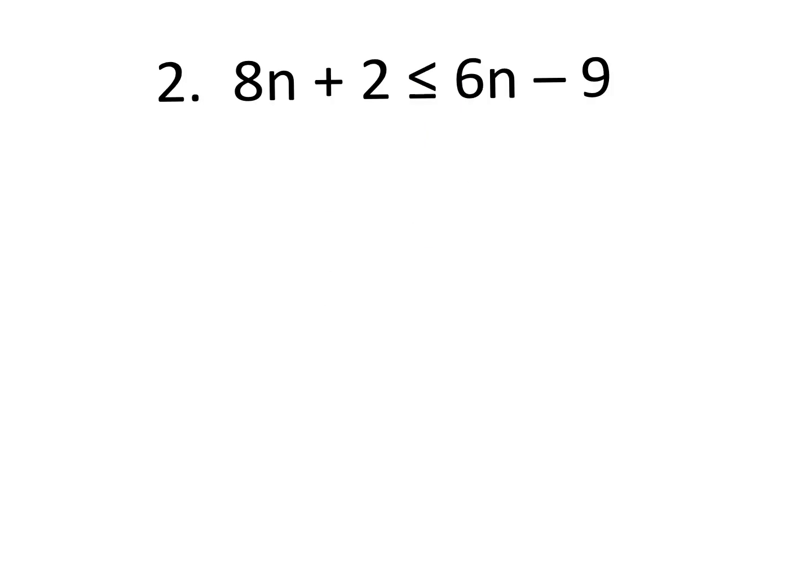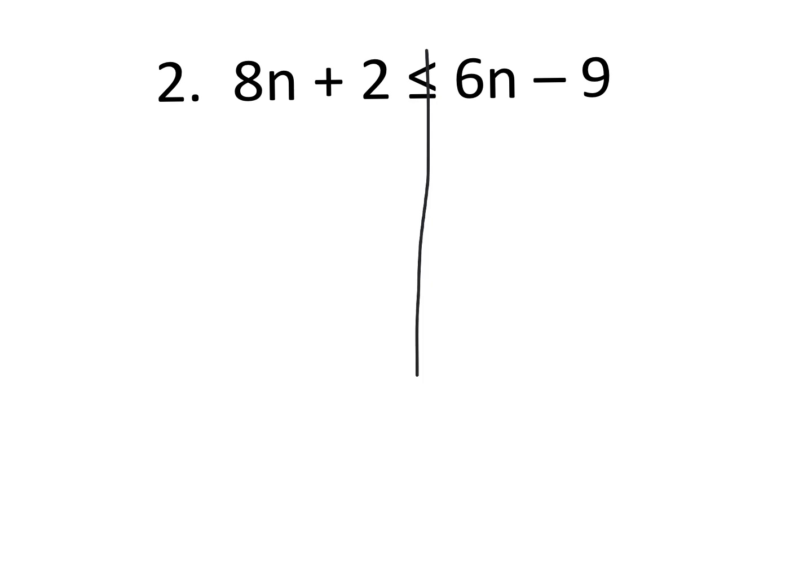Okay, this one's a little bit more complicated, so we'll go through all the steps here. Do I have distribution, guys? No. Do I have like terms? Kind of, but actually no, because they're on different sides. So it's tricky. So now we're going to go to M, which is move our variables to one side. Do I have variables on both sides right now? Yes. So we need to fix this.